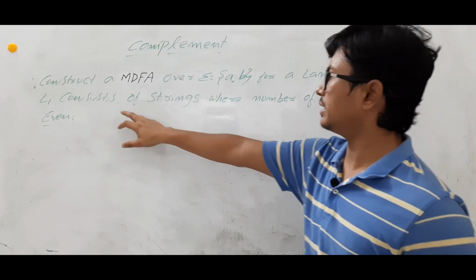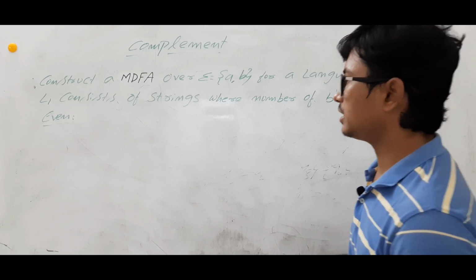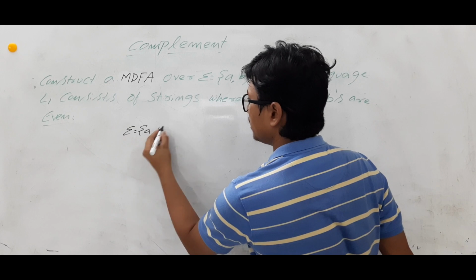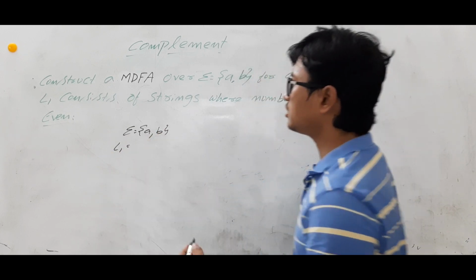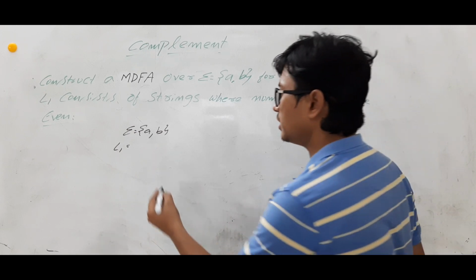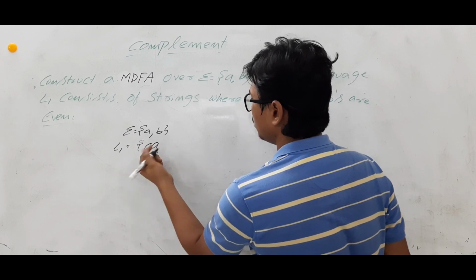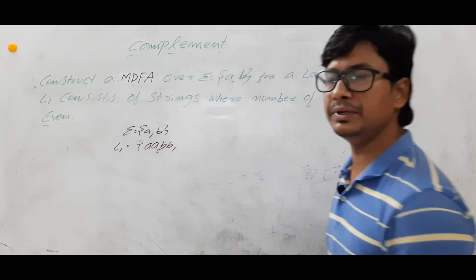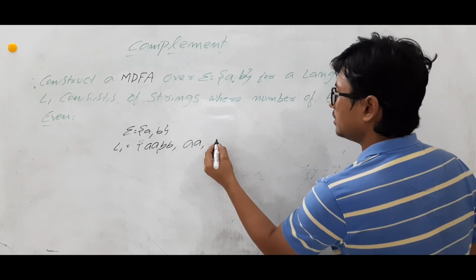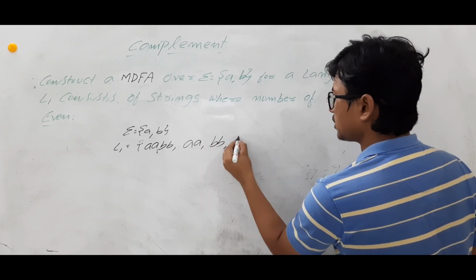A language L1 consists of strings where the number of B's is even. Is it clear? The alphabet is A, B. The language L1 consists of strings where the number of B's is even. There is no restriction on the A's, so A's can be anything. If you have two A's, no problem, but you should have an even number of B's. You can have AA, and you can have two B's. You cannot have 3 B's.